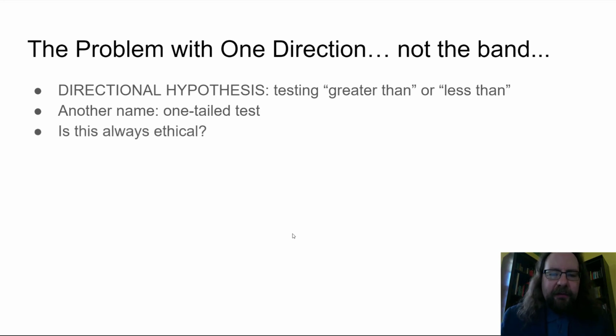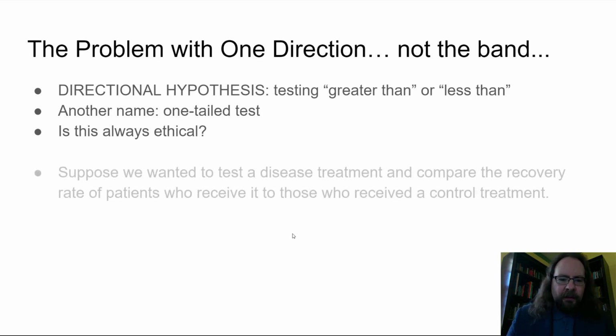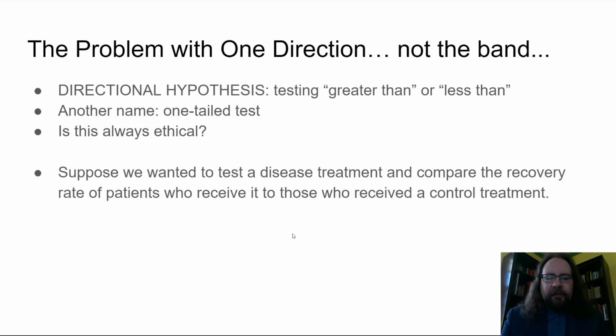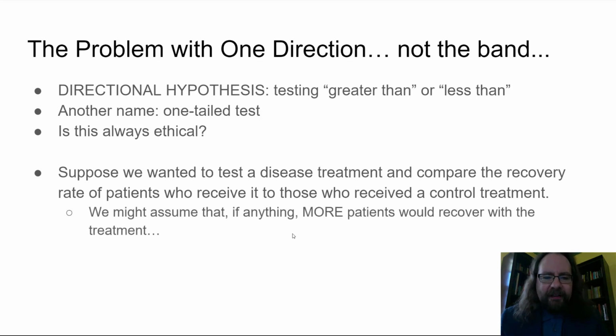And the question that statisticians face all the time is, is doing a one-directional test always ethical? Let me give you an example of where something like that might come up. Suppose we want to test a disease treatment and compare the recovery rate of patients who receive it to those who received a control treatment. When we do a test like that, we might assume, if anything, that more patients would recover with our treatment as opposed to the control.